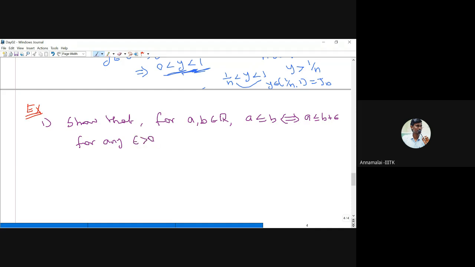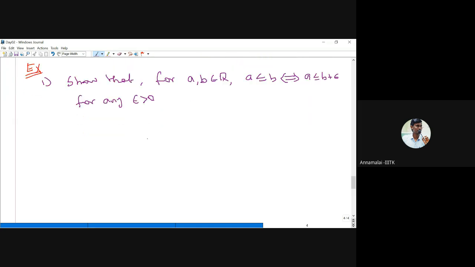Previously we proved that a is less than or equal to b plus 1/n for all n. But instead of 1/n, now we take any positive epsilon. Suppose this has happened, then a should be less than or equal to b. And if a is less than or equal to b, then a should be less than or equal to b plus epsilon for every epsilon. So the proof is very simple.